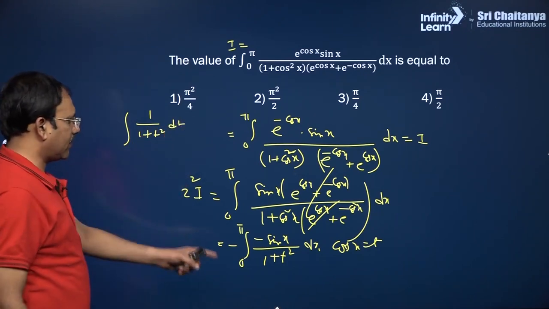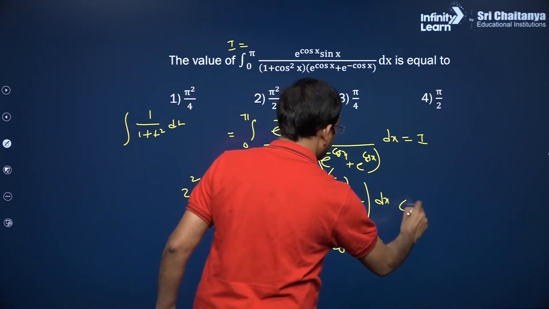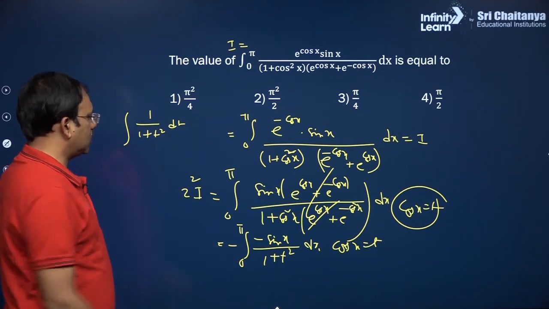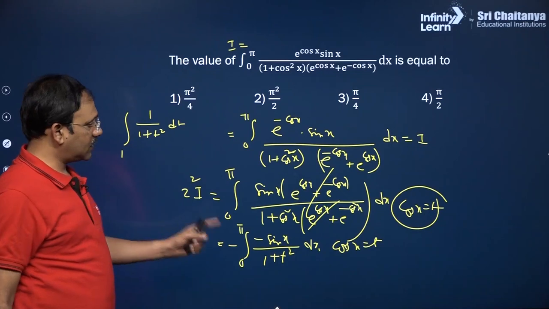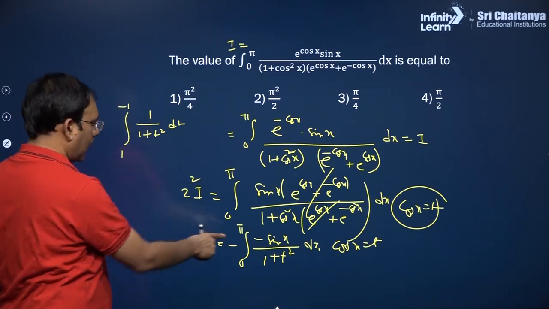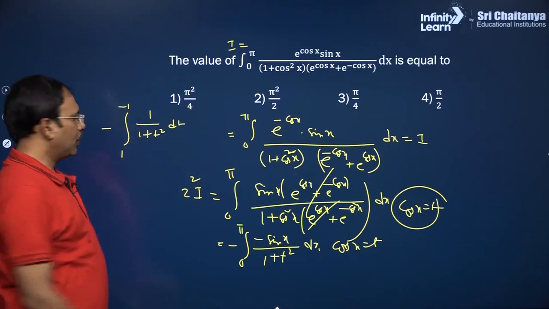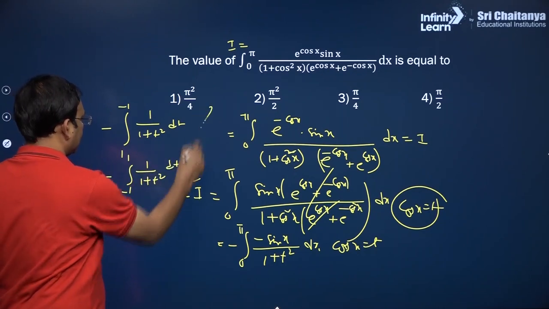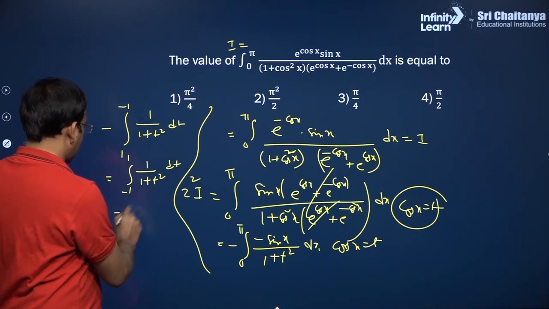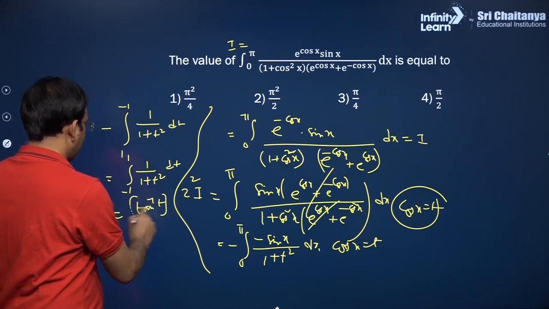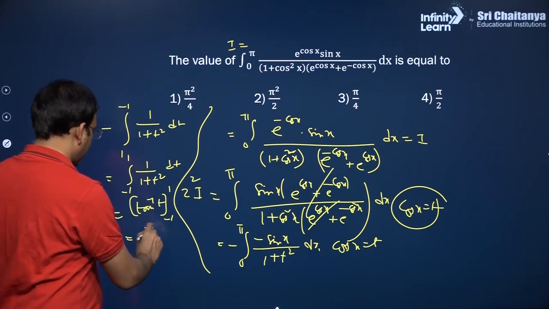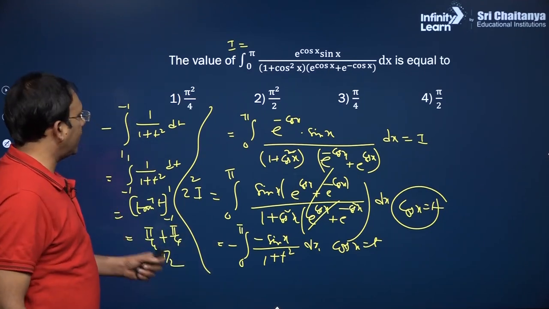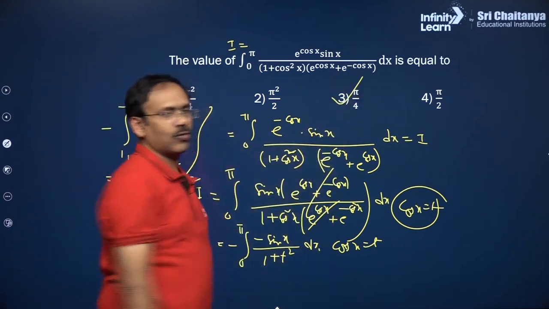But the limits, our substitution is cos x is equal to t, my dear friends. When x is 0, t is cos 0, which is 1. When x is pi, cos pi is minus 1. So you can write it here, integral minus 1 to 1, 1 by 1 plus t square dt, which is tan inverse t between the limits minus 1 to 1. Tan inverse 1 is pi by 4, minus of minus pi by 4, which is pi by 2. So 2I is pi by 2, I is going to be pi by 4, my dear friends.